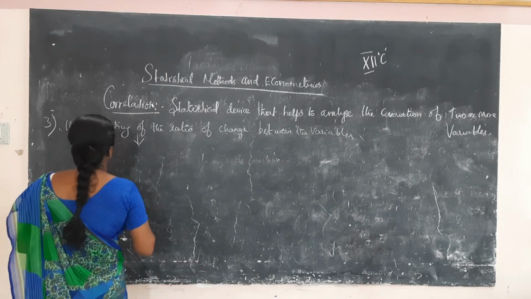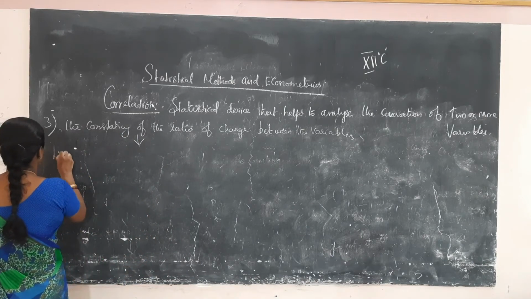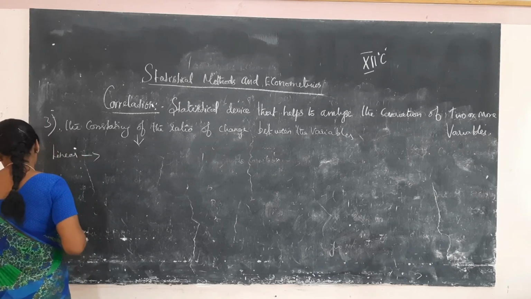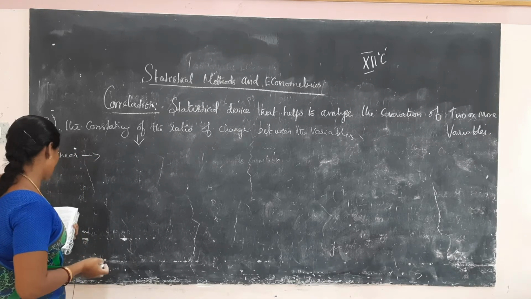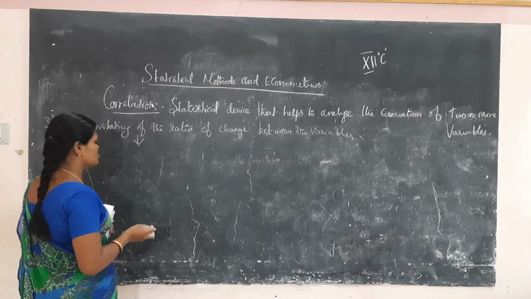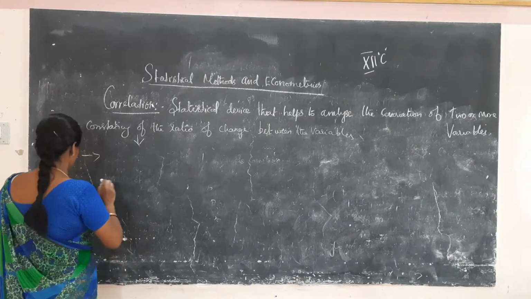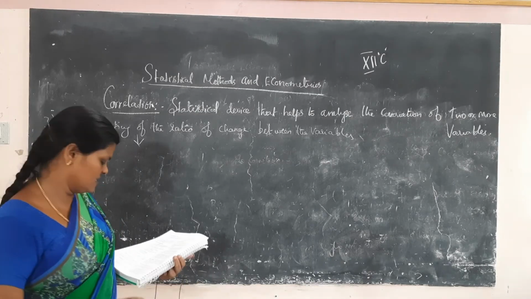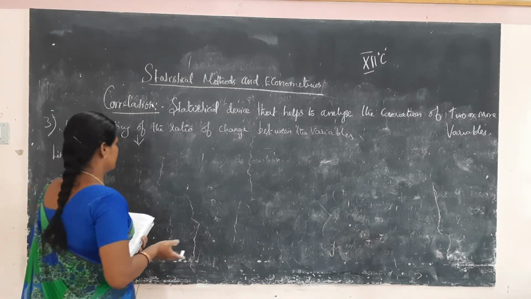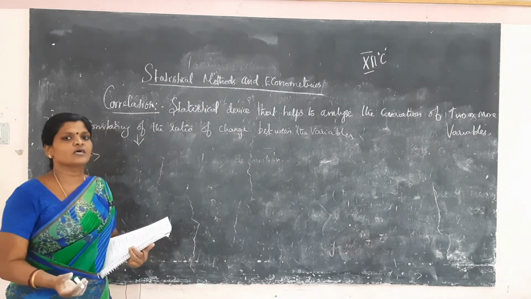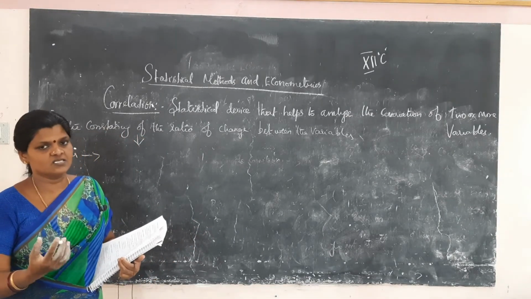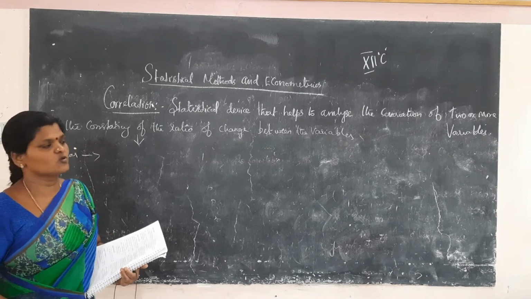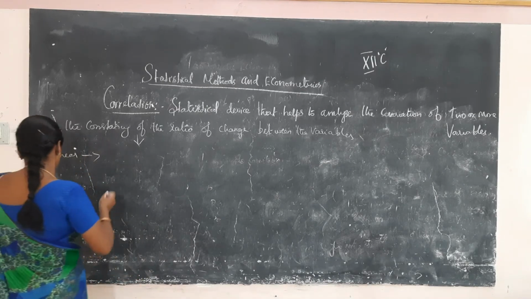It is divided into two types, linear correlation and non-linear correlation. When can we say it is linear correlation? When the amount of change in one variable tends to bear a constant ratio to the amount of change in the other. If a change in the price of one variable affects the other variable and causes a change in it, then that is linear.